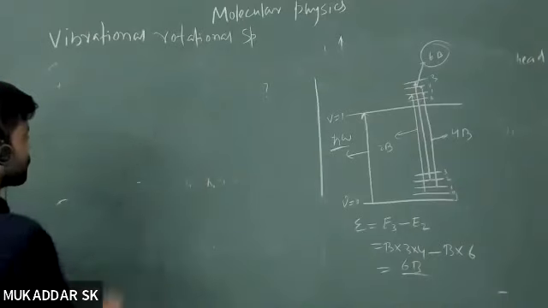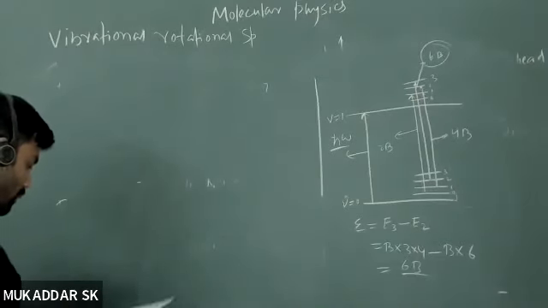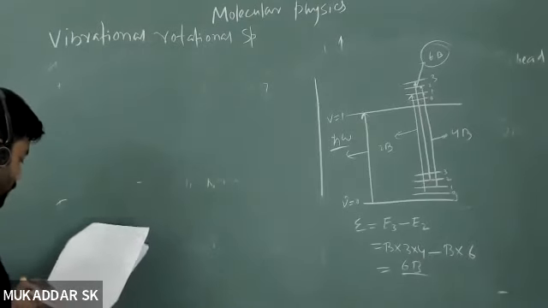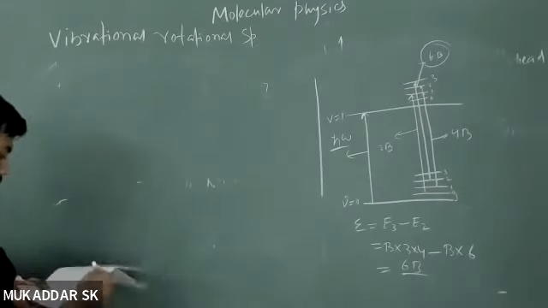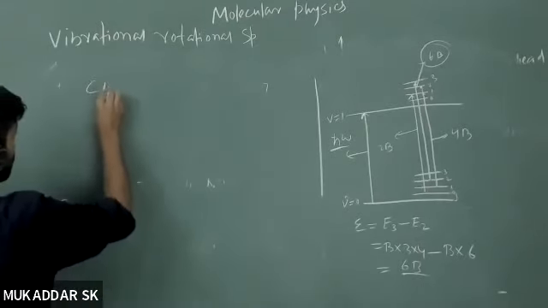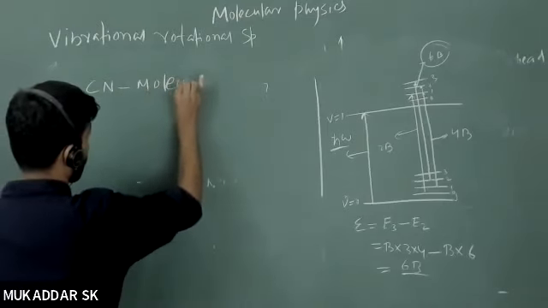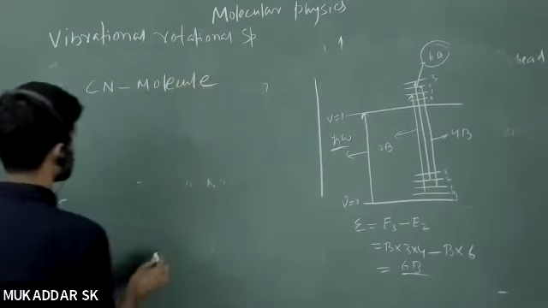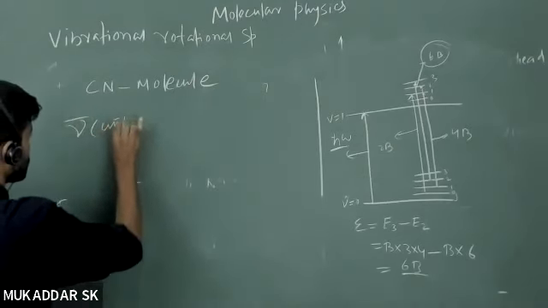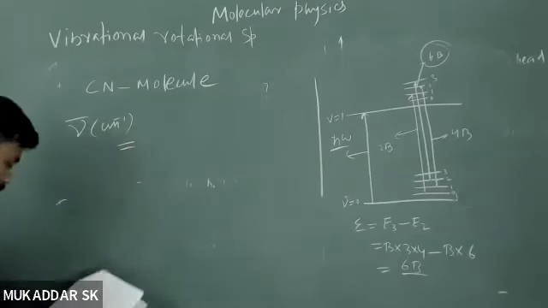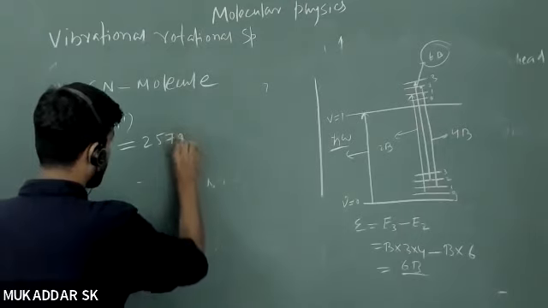Next question. So wave number corresponding to fundamental band they have given. Wave number corresponding to the fundamental band of CN molecule. Molecule is CN. Wave number is given nu dash in centimeter inverse, that is 25798.